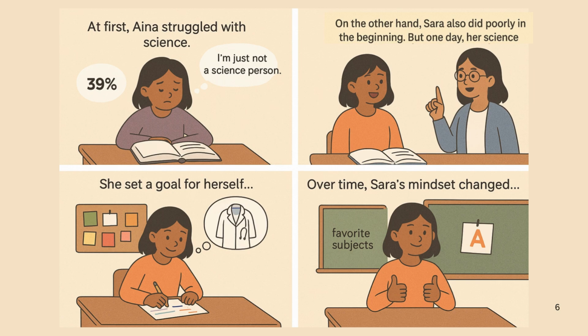On the other hand, Sarah also did poorly at first, but one day her science teacher shared how she too had once struggled with the subject and overcome it with practice and persistence. That moment inspired Sarah. She thought, "If my teacher could do it, maybe I can too." From then on, she set a goal to improve. She read extra materials, asked questions in class, and created colorful notes. Even when she got stuck, she did not give up because she now had a purpose.